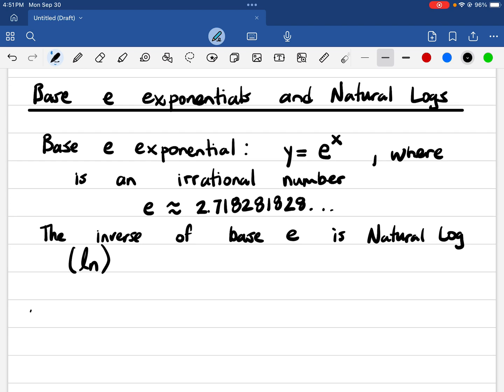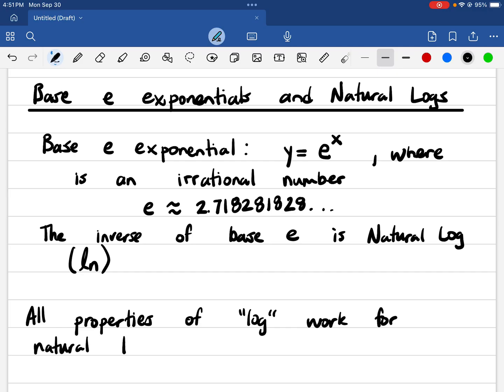One other point I'll make here is that all properties of log, so just your regular logs, will work for natural log. So all those properties we looked at yesterday will work for ln or natural log as well. So your power property, product, quotient, all those things where you could rewrite it in the different forms, all of those are appropriate and can be used for natural log as well.